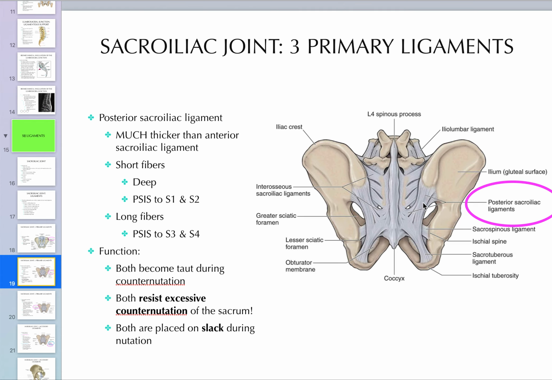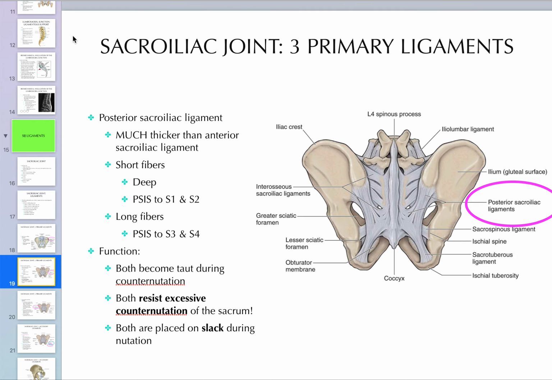So the short fibers are deep, and they start off from PSIS and go to S1 and S2. And the long fibers start from PSIS and go to S3 or S4, lower down to the sacral apex. So the function of the posterior sacroiliac ligaments is very important. By the way, they're also called the long dorsal ligament. So the posterior sacroiliac ligament is also known as the long dorsal ligament, as I presented here.